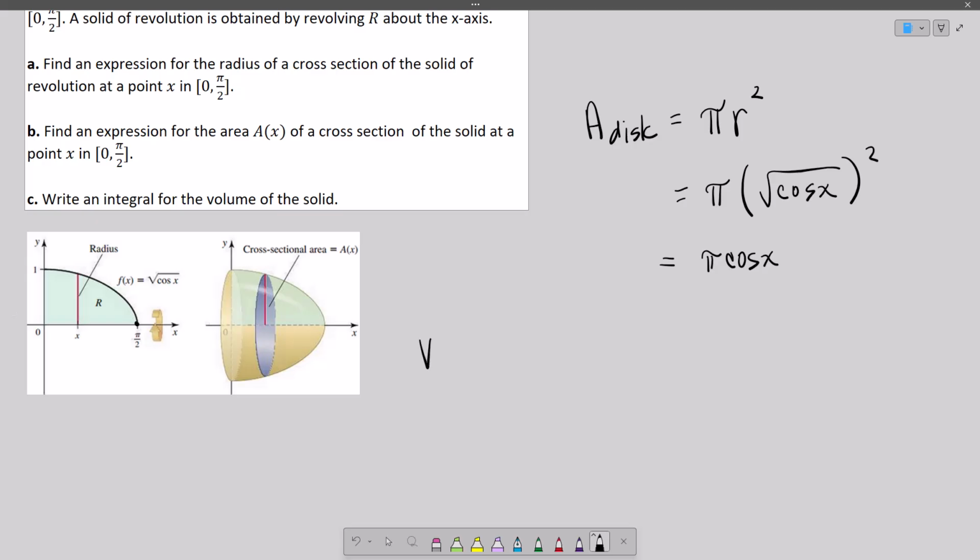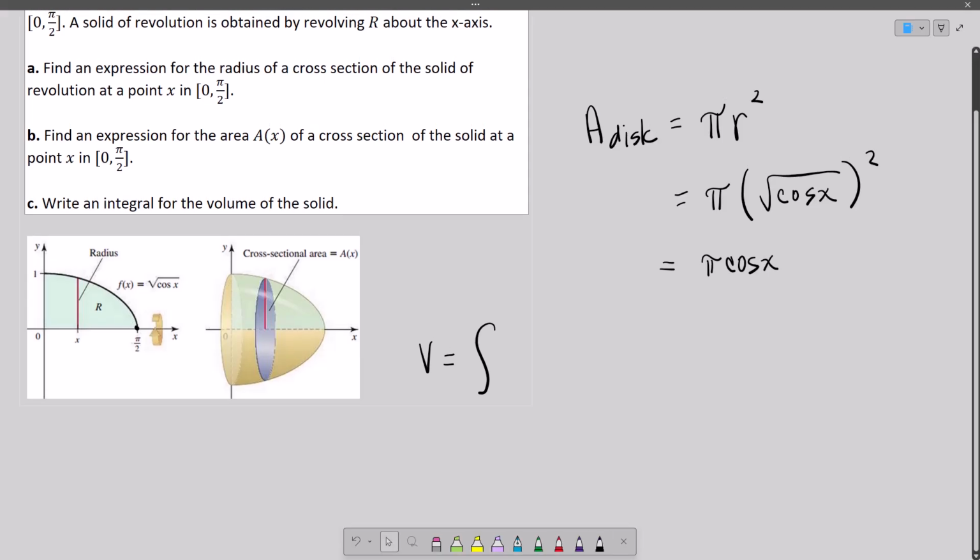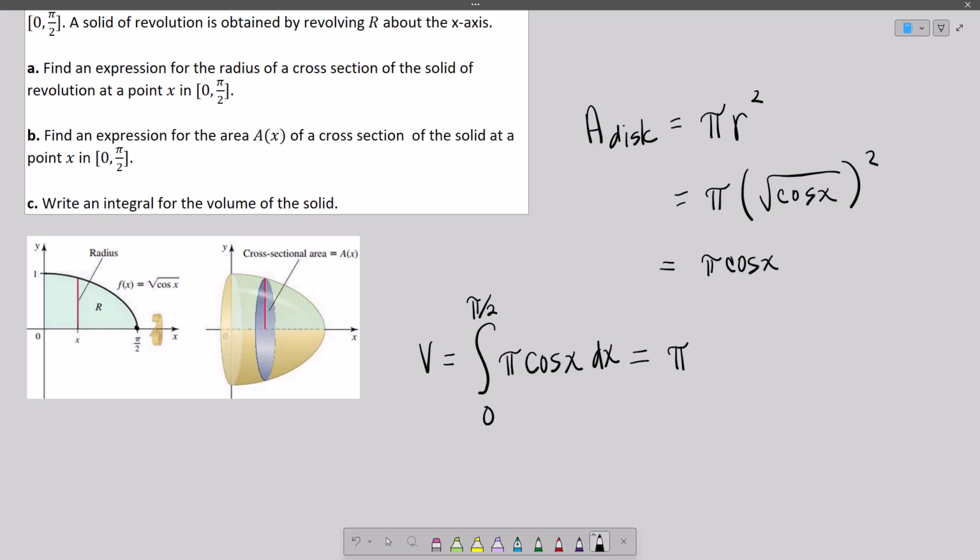Now we can form our volume. Again, we have a vertical integration element, so that means it's dx. So we're going to integrate the area, continuous area function, multiplied by dx. And from looking at the graph of the domain here, we see we're integrating 0 to pi over 2. So that is going to give us the volume. This has a pi, which is a constant. It factors to the front. The antiderivative for cosine is sine. So we will have this evaluation to compute.